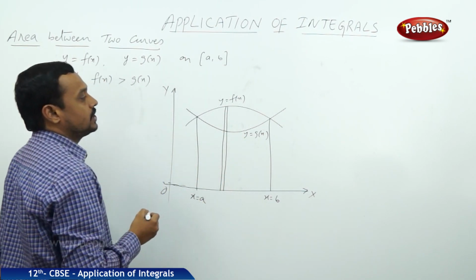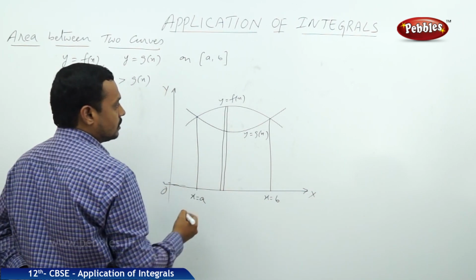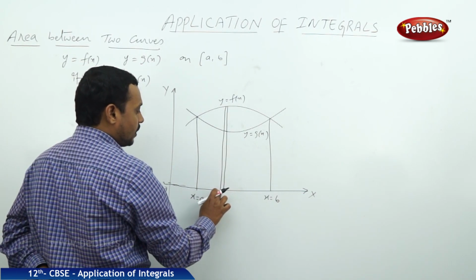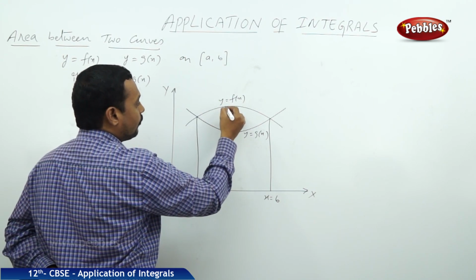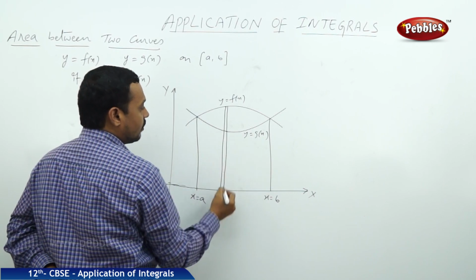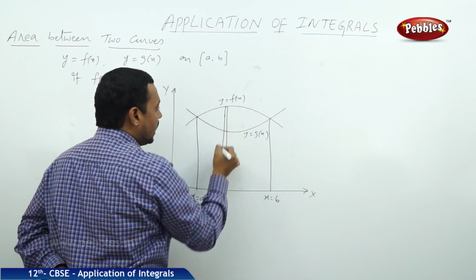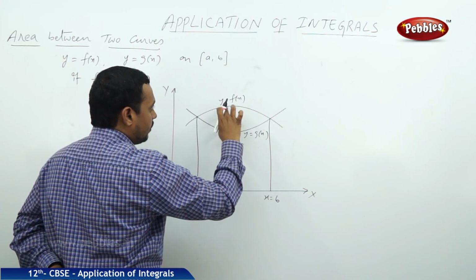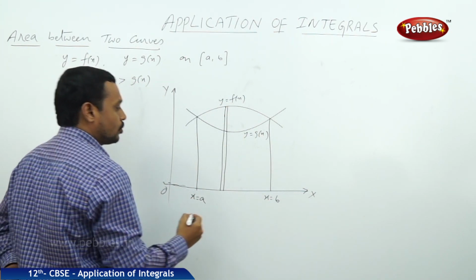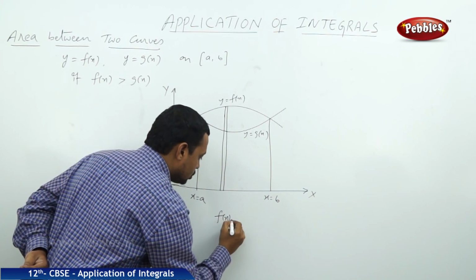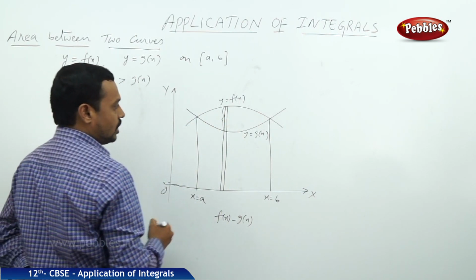Now this is the arbitrary strip, and what about its length? From the x-axis, this curve is at f of x distance and the second curve is at g of x distance. Therefore, the length of the strip bounded by the two curves is equal to f of x minus g of x.